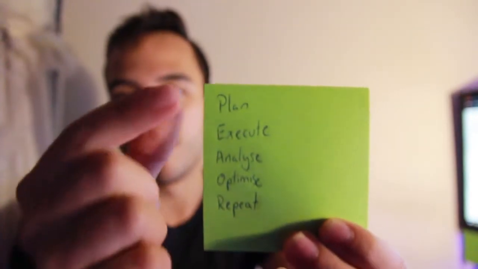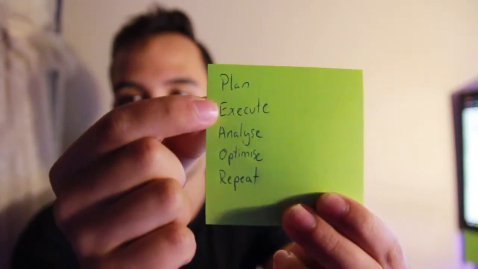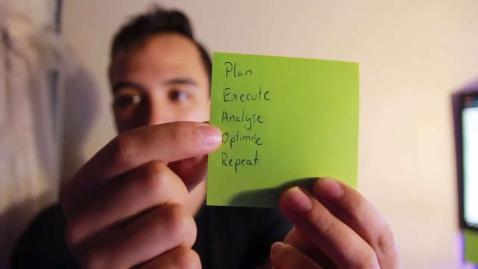So like I said, we are going to be talking about how I plan to improve my Forex game. Now, this comes down to 5 things. It looks backwards, but yeah, so plan, execute, analyze, optimize, repeat. Now, what do I mean by that? So let's get into the first one.